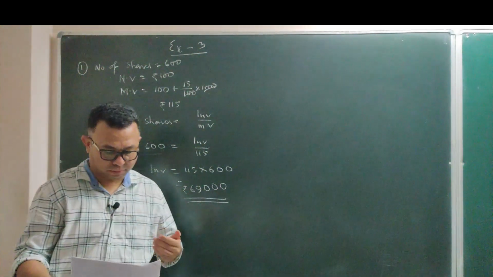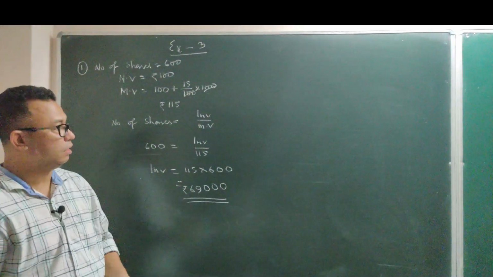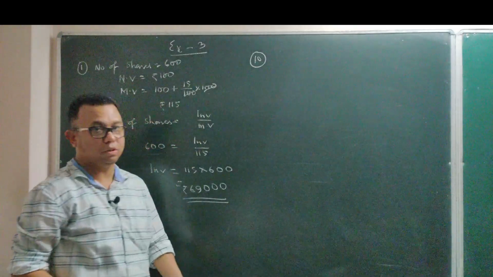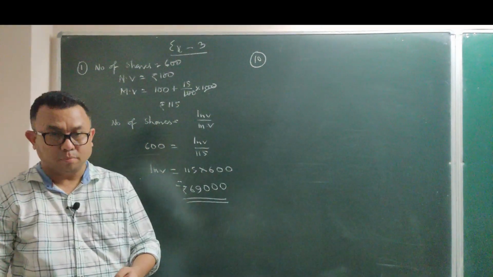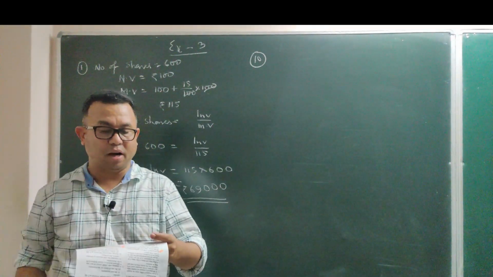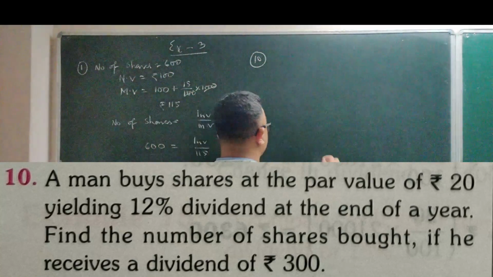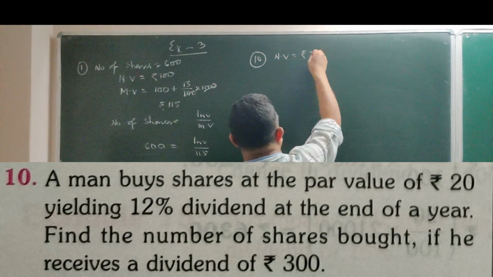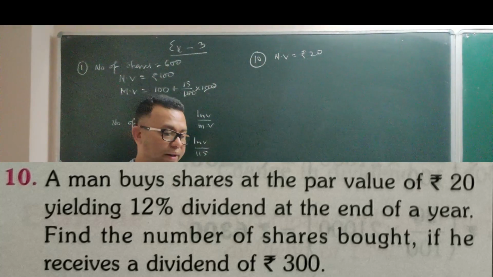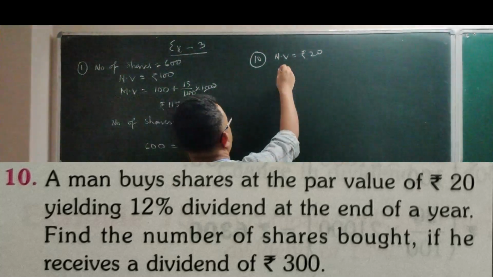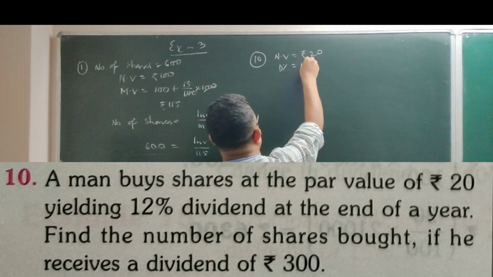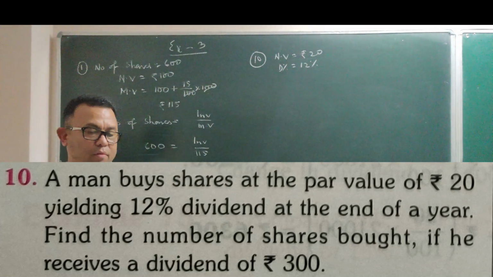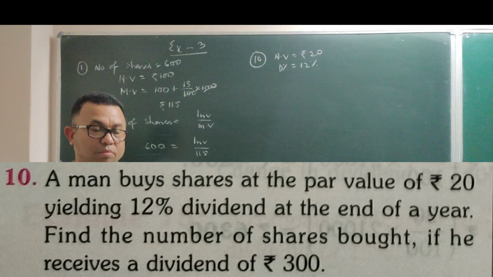Almost all questions are similar. Even though we have done this type of question already, I'll just show you what question number 10 is about. A man buys shares at a par value. You know par value is nominal value, so I'll write nominal value is rupees 20, yielding 12%. Yielding means dividend percent is 12%. At the end of a year, find the number of shares bought.